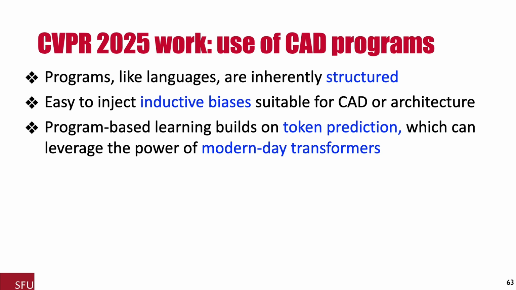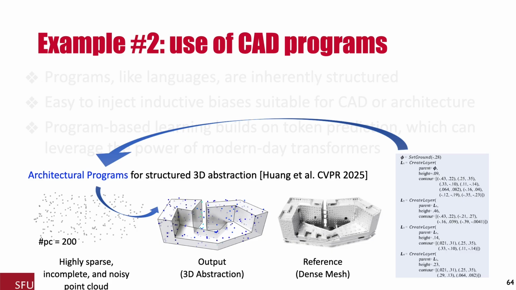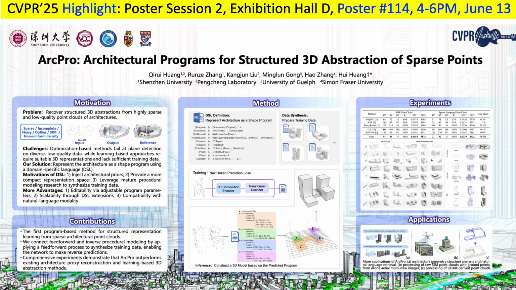Finally, because program generation is basically about next token prediction, you can utilize the power of modern-day transformer models. This is work we call ArcPro, for architectural program, and you can take a very sparse, noisy, incomplete point cloud and get a good 3D abstraction, all through a domain-specific language that we developed for this kind of task. So this is the poster. Tomorrow, the student unfortunately is unable to come because of visa issues. I'll be the one standing there, so hopefully I'll see some of you tomorrow, 4 to 6.